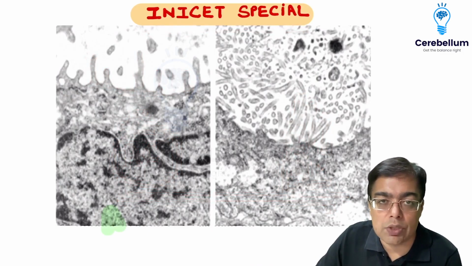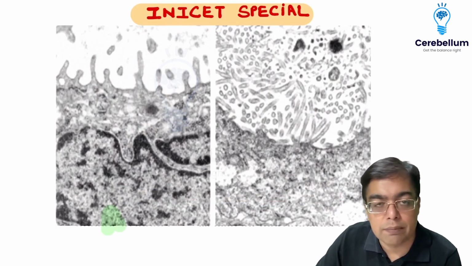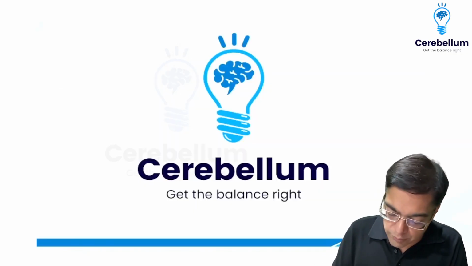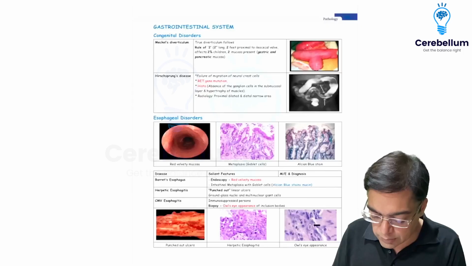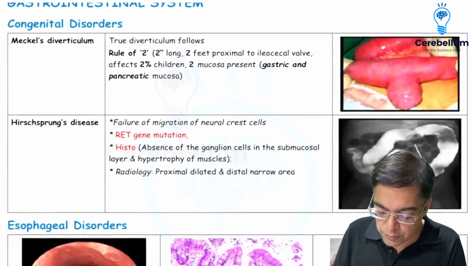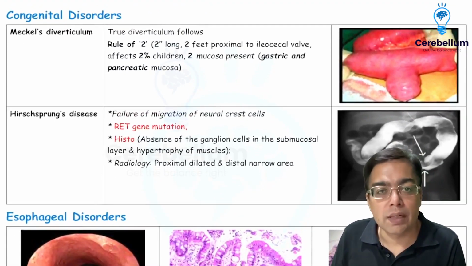So that's about our discussion of the disorders affecting the pulmonary system. Next topic in systemic path about which you need to have an idea is the gastrointestinal system, and the gastrointestinal system discussion is going to be starting off with the discussion of first the congenital disorders.